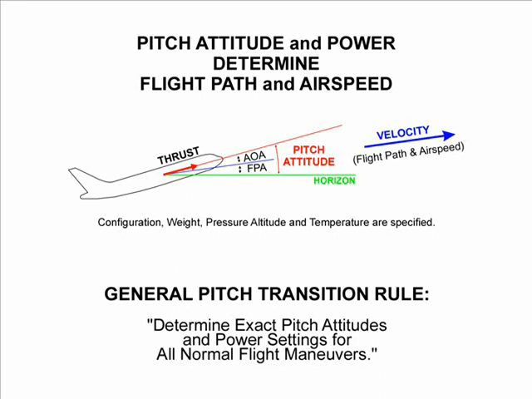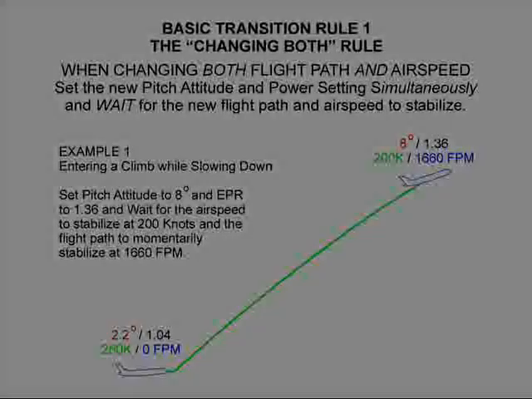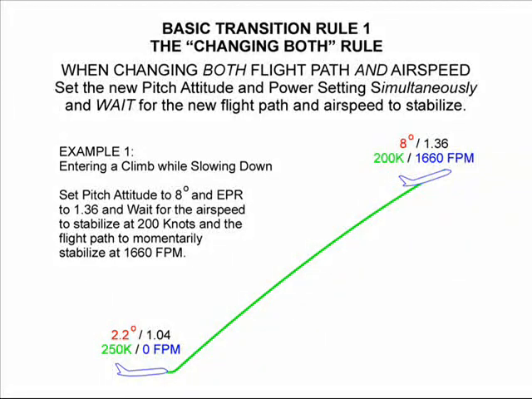This demonstration illustrates Rule 1, which is called the changing both rule. It states, when changing both flight path and airspeed, set the new pitch attitude and power settings simultaneously and wait for the new flight path and airspeed to stabilize.